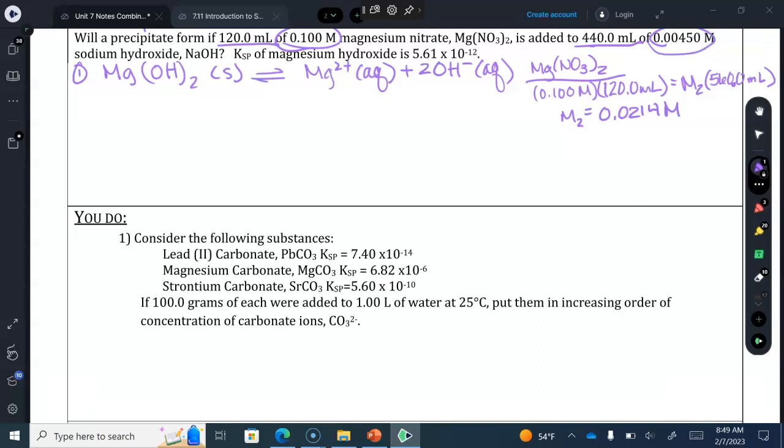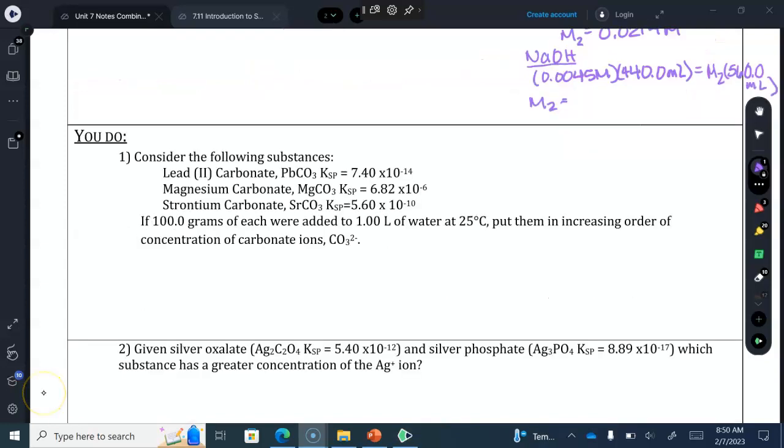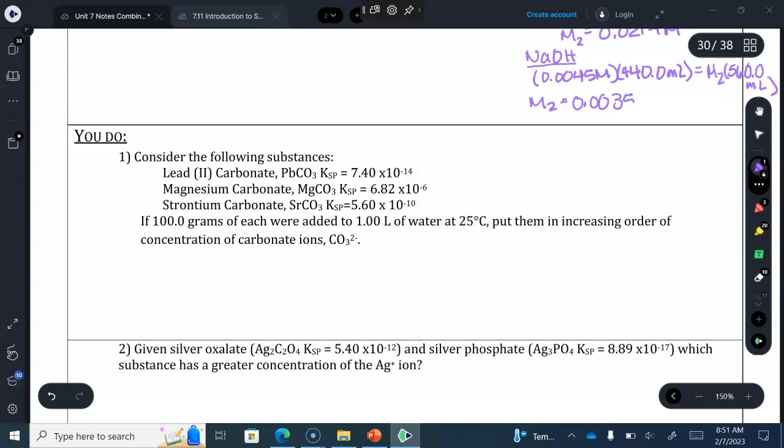Cool. Okay, using the same process, the dilution equation being your best friend in this scenario, I want you to figure out the new concentration of sodium hydroxide. Pause the video and do that. Same process. Go. So after running the calculations, you should get that the concentration of this solution is 0.00354 molar. Okay.